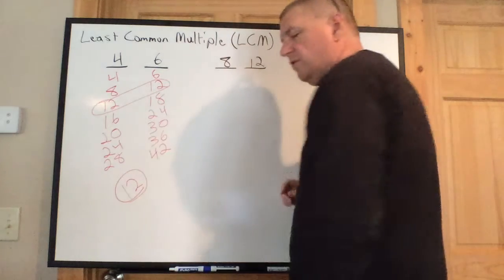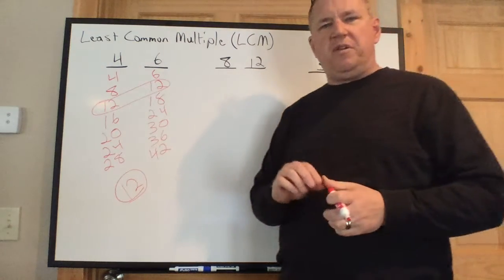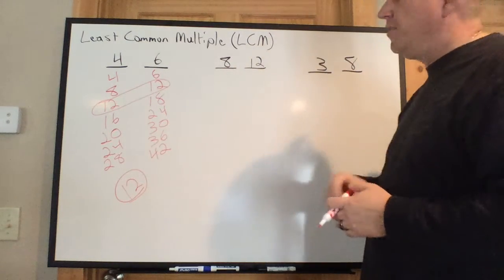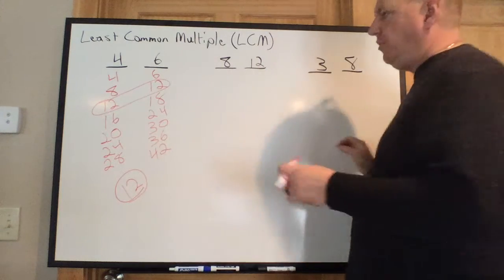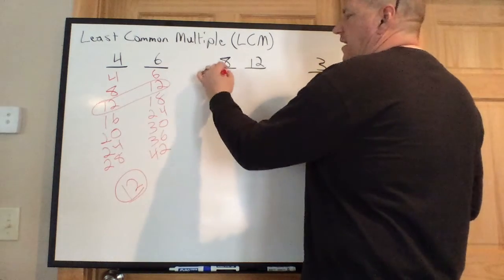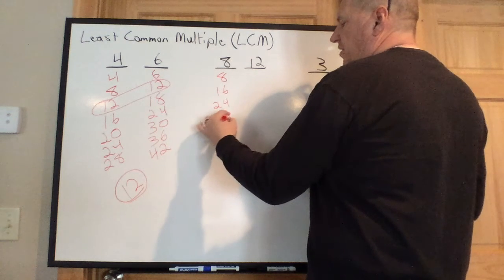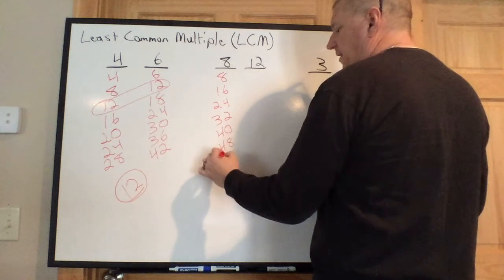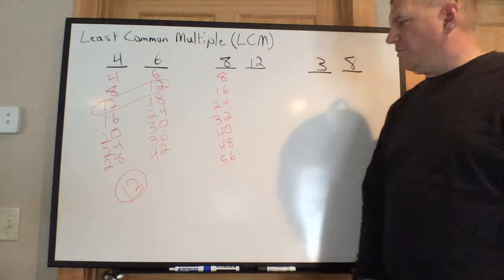Okay, hope that was pretty simple for you to follow. We're going to do a couple of other examples and hopefully it'll make a little more sense as we move forward. All right, now we're dealing with 8 and 12. Okay, again, least common multiple. So 1 times 8 is 8, then 16, 24, 32, 40, 48, and 56. Those are the first 7 multiples of 8.